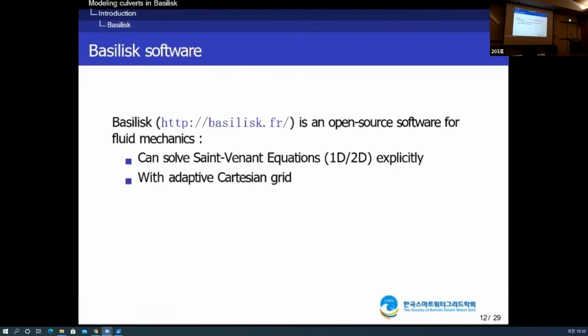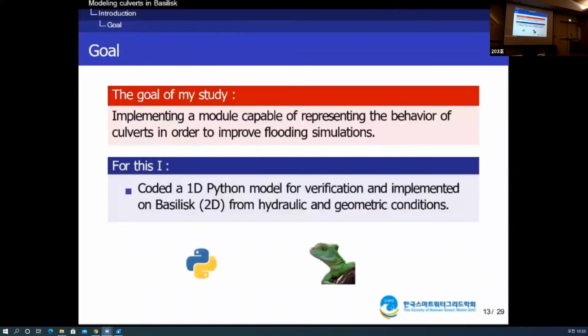At each time step, the grid will adapt in order to model with higher accuracy in the place where there are lots of events happening, and not use a too fine grid in the place where the water level will be constant. And before my study, we didn't have a working culvert model, and that was the point of my study. So we model the behavior of culverts in order to perform simulations. And I used Python first to verify my code, and then I used Basilisk to verify its solid state.